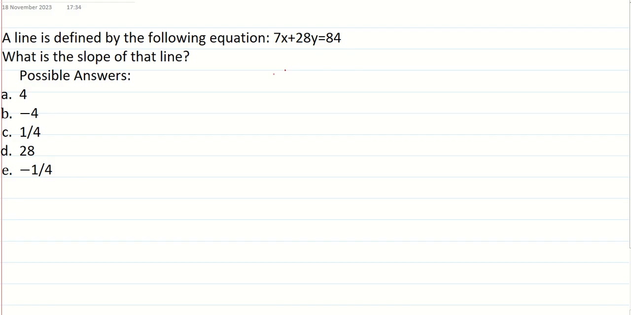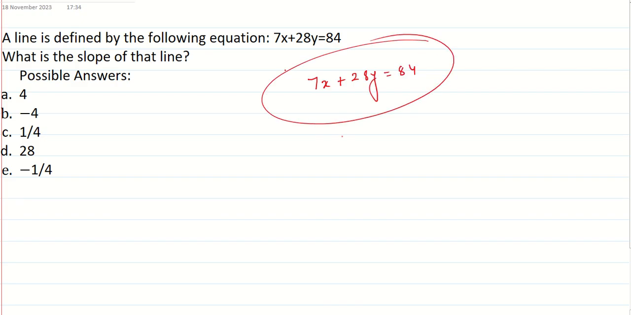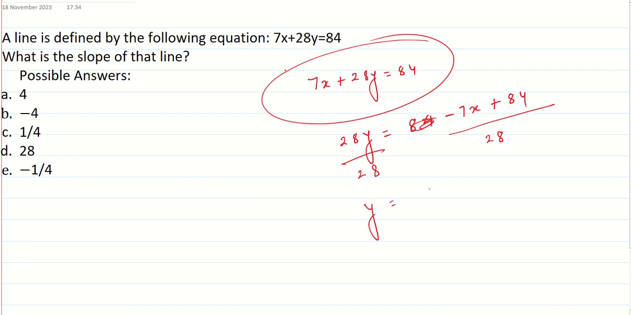Correct. Because it's given in the same format, no? 7x plus 28y equals 84. How do I bring it in the same format? So 28y equals minus 7x plus 84. So how do I divide? I divide by 28, right? Just to make it in the same format. So I'll get y equals minus 7 by 28 x plus 84 by 28. This is the slope, which means 1 by 4.